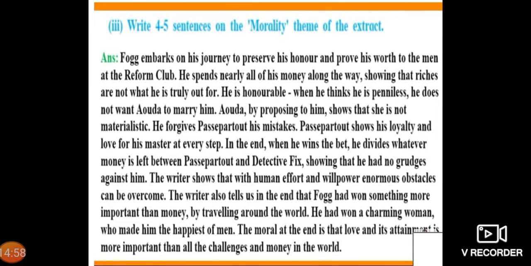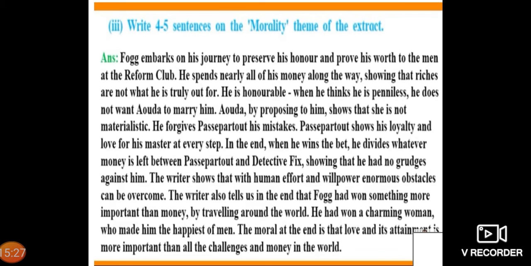Write 4 to 5 sentences on the morality theme of the extract. Answer: Fogg embarks on his journey to preserve his honor and prove his worth to the men at the Reform Club. He spends nearly all of his money along the way, showing that riches are not what he is truly out for. He is honorable when he thinks he is penniless. He does not want Ada to marry him. Ada, by proposing to him, shows that she is not materialistic.